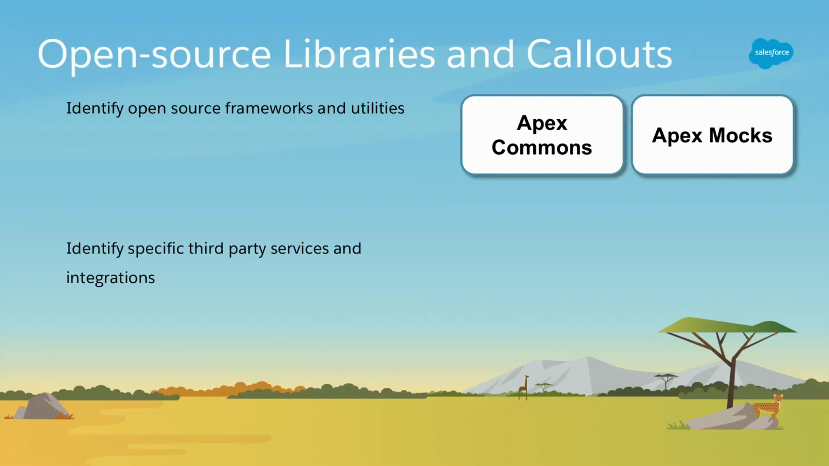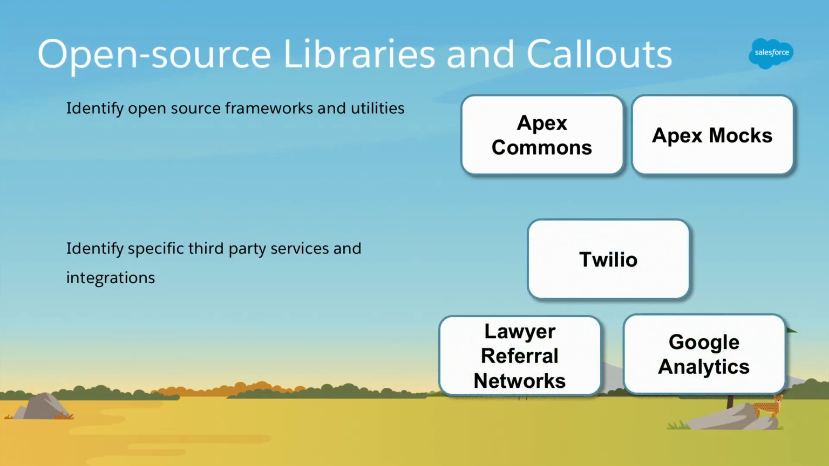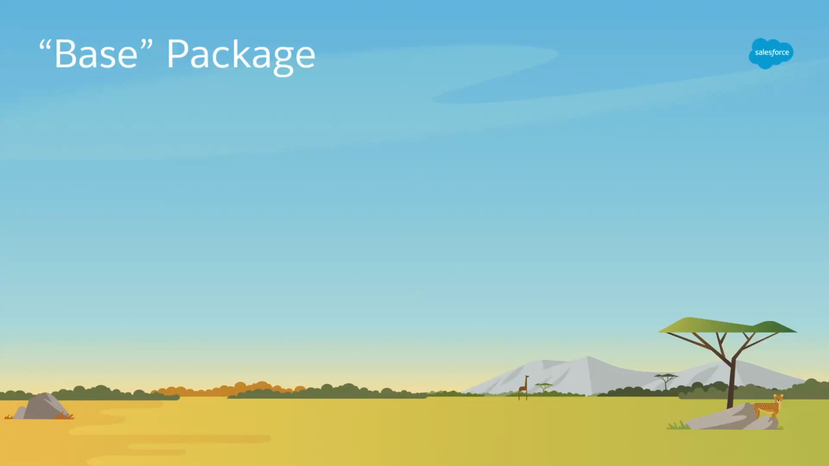They solve a lot of problems for us. And then we also started looking at specific third-party services that we were talking to on a normal basis, things like Twilio, things like referral networks for lawyers, and Google Analytics. All of these were integrations out of our org that we had developed custom code around. And again, all of these presented themselves as real nice candidates to modularize.